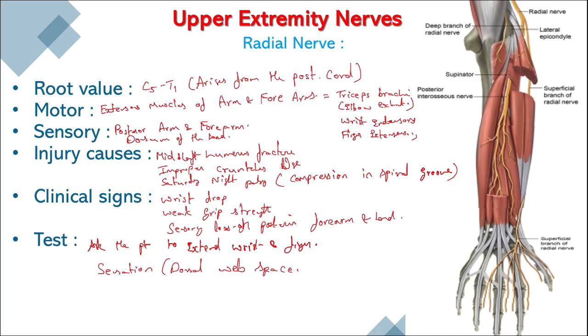Here I am going to tell one mnemonic for radial nerve innervation. It's a very important and very easy mnemonic, so you can easily remember. The mnemonic is BEST. B means brachioradialis, E means extensors, S means supinator, T means triceps.